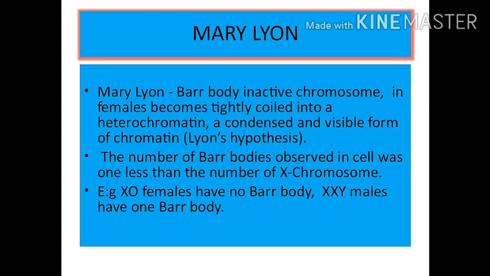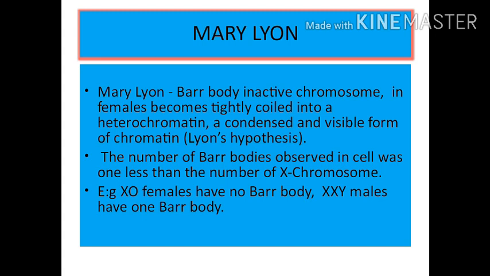Coming to Mary Lyon, the Barr body is said to be the inactive chromosome within the female that became tightly coiled in heterochromatin. That is, the non-functional gene is found to be tightly coiled, a condensed and visible form of chromatin. This is the Lyon hypothesis.